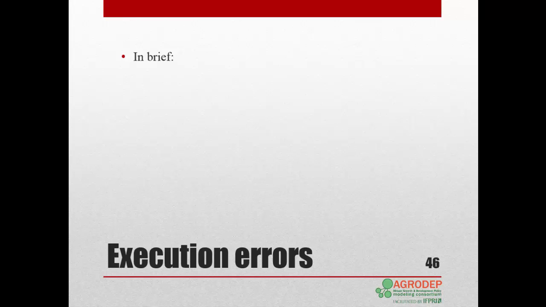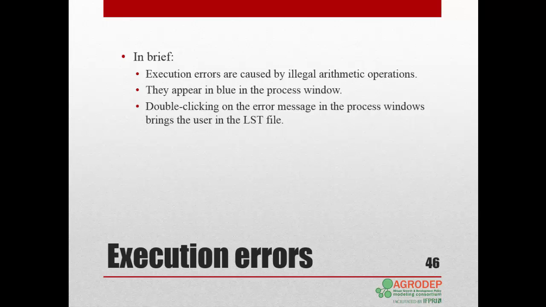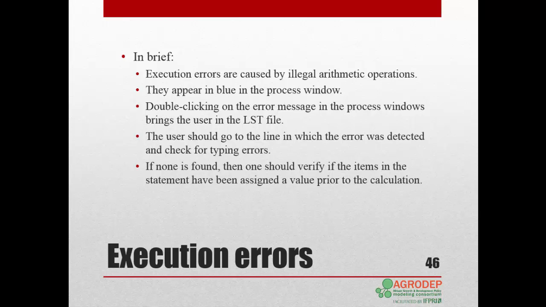In summary, execution errors are caused by illegal arithmetic operations. They appear in blue in the process window. Double-clicking on the error message in the process window takes the user to the list file. The user should go to the line in which the error was detected and check for typing errors. If none is found, another source of error could be in the assignment process. The user should make sure that the items in the statement have been assigned a value prior to the calculation. When correcting the error, make sure you are in the GAMS file.